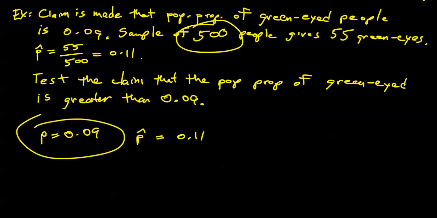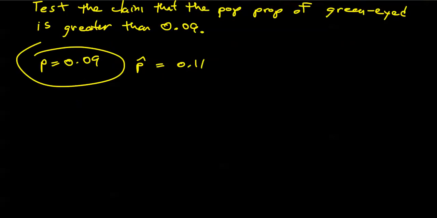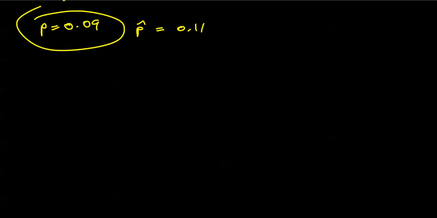Alright. To test hypotheses, the book goes through, I think, a 10-step procedure. I claim you can do it in as few as 3 steps, bypassing all the fluff. Step 1 in any hypothesis test is to state the hypotheses. Now we've got to be a little bit careful about this.